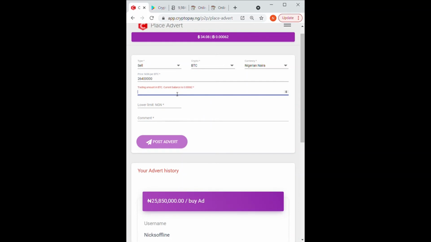Trading amounts. Like I said, this is how much bitcoin you're willing to sell out. But looking at the balance, you can't sell above your balance. If you try that, it's going to give you an error. So for my balance here, 0.62. Lower limit, like I explained before, is the minimum amount you're willing to accept for anyone to open a trade with you. Let's still leave it at 5,000.